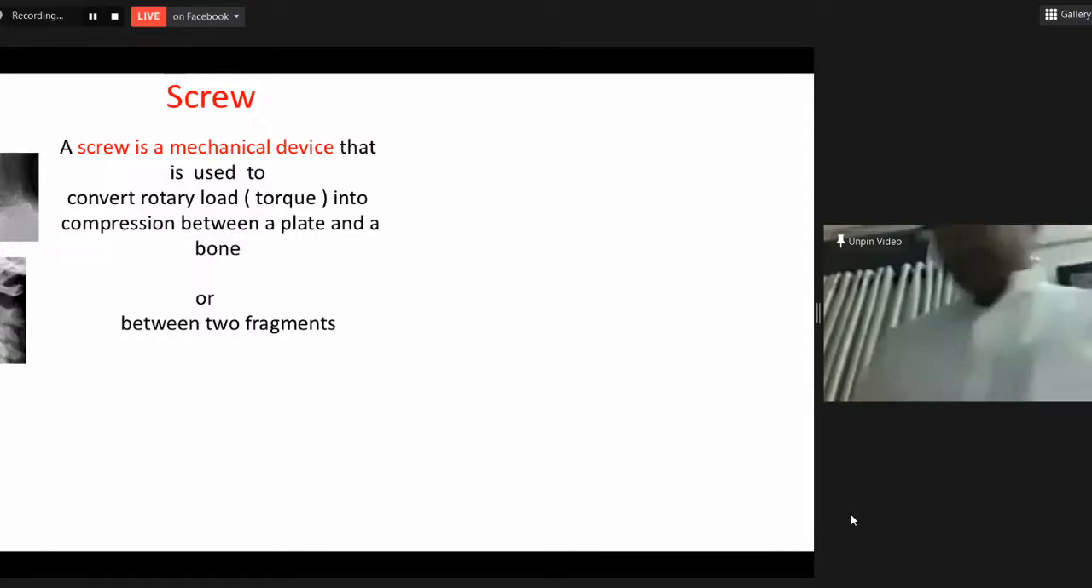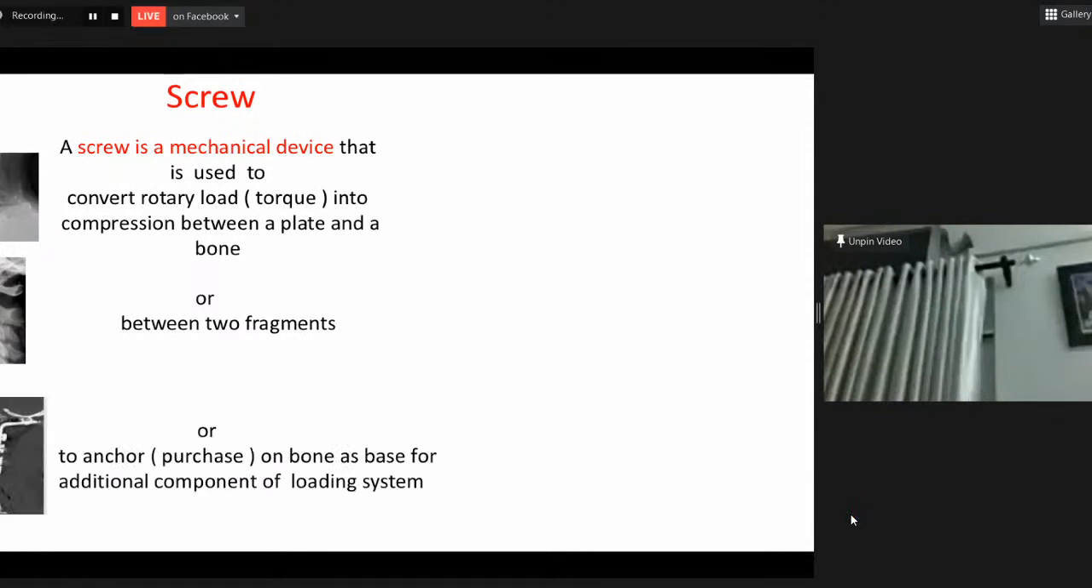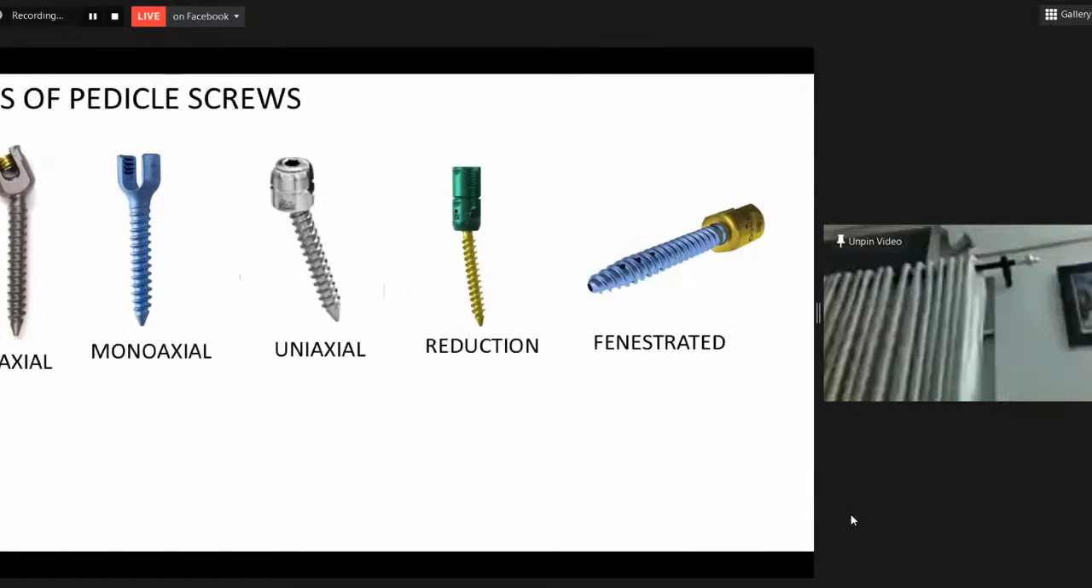So an example has been given. There is a fracture of the dens, and with this screw you compress these, or use it as a purchase on bone as a base for an additional component of the loading system. And while discussing all these things, we must know the details of the screw. There may be questions about the pitch, crest, root, what is the pitch diameter, what is the root diameter, and what is the major diameter. These things are important to know. It is actually basic orthopedics, and one should know about this.